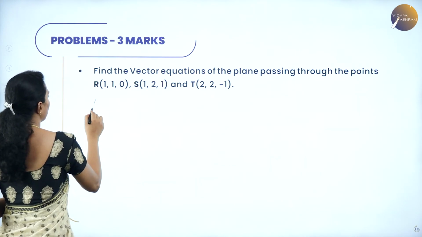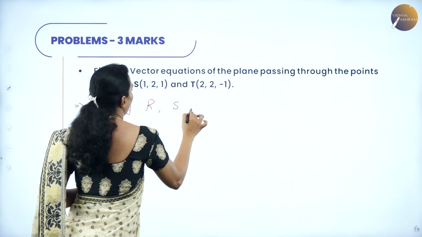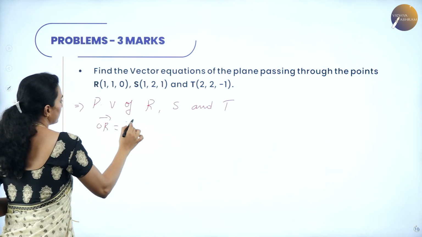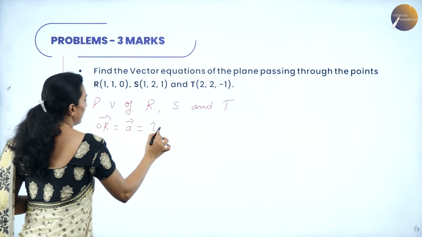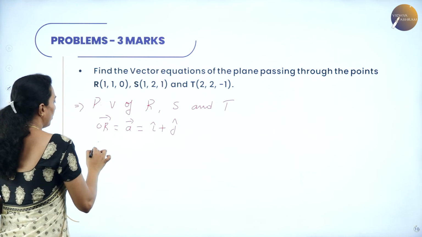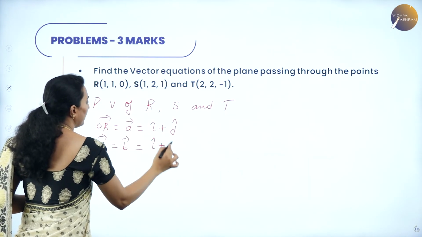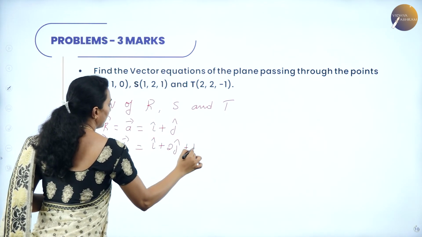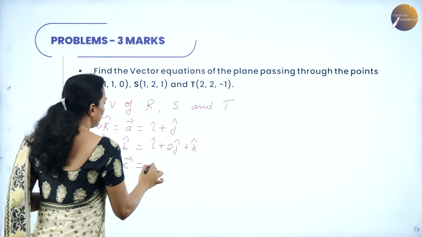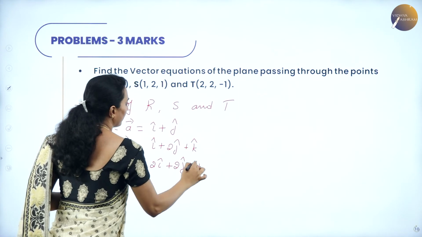Now, here what they have given are the position vectors of R, S and T. OR vector, which is A vector, is 1 into i is i, plus 1 into j is j, plus 0 into k is 0. Again, OS vector, which is B vector, is 1 into i is i, plus 2 into j plus 1 into k is k. Similarly, OT vector, which is C vector, is 2 into i plus 2 into j minus 1 into k.